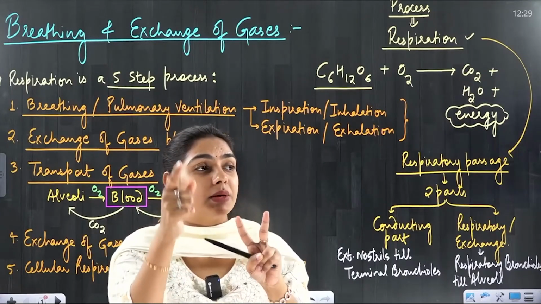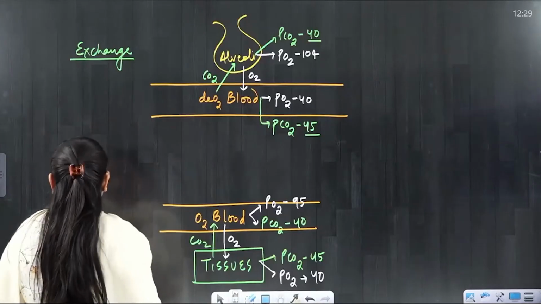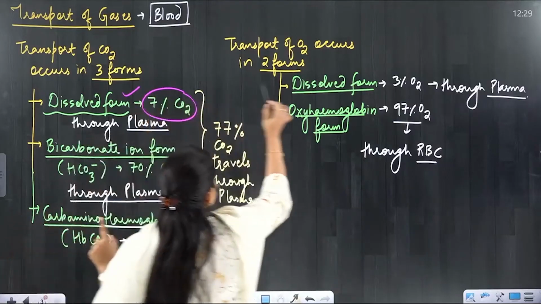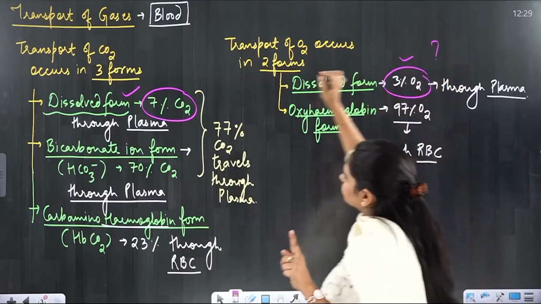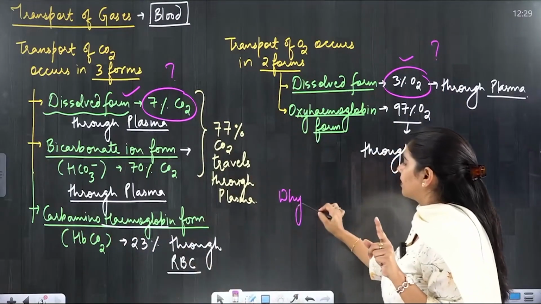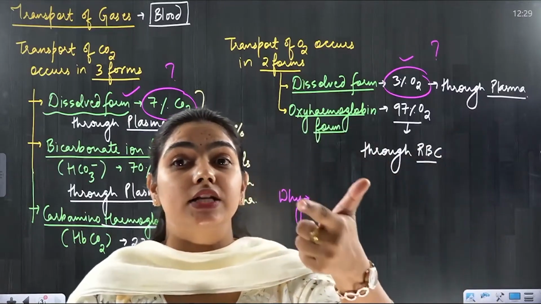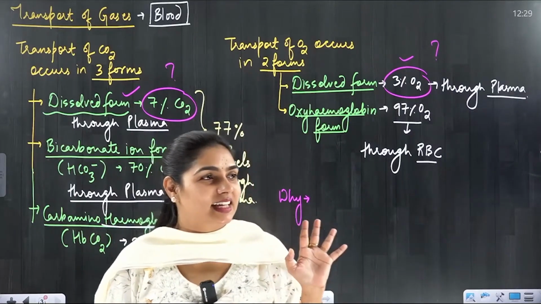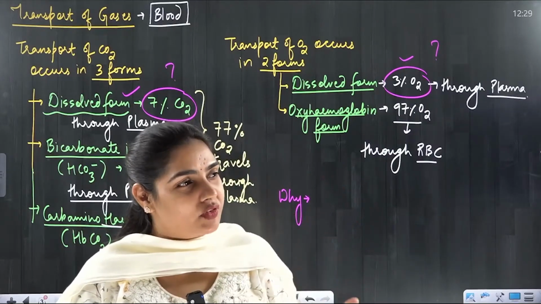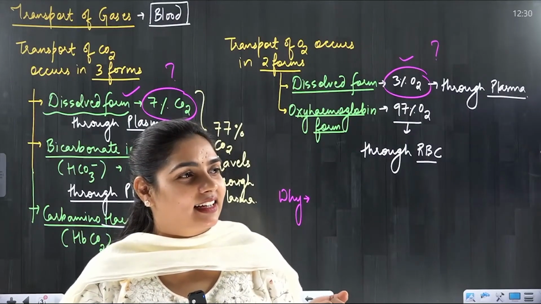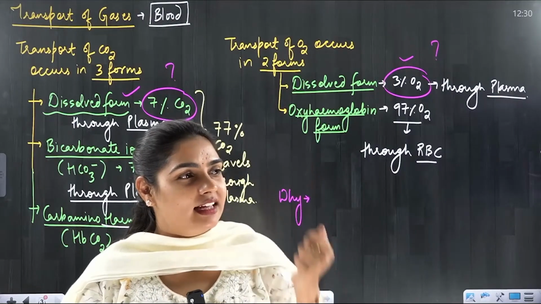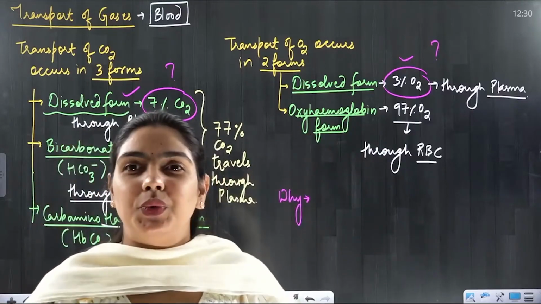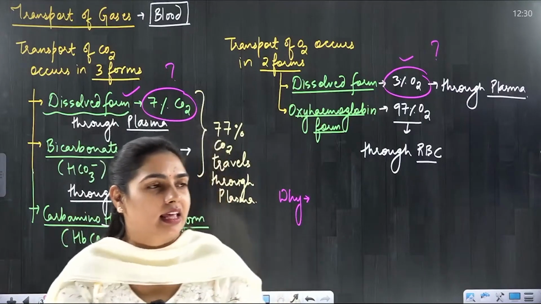How much CO2 in dissolved form? 7%. Why? This is the question. Why 7% CO2 in dissolved form and why 3% O2 in dissolved form? Why is more CO2 getting dissolved in the plasma than oxygen? Tell me why. You told me 7% CO2 and 3% O2 in dissolved form. Why? That is my question.